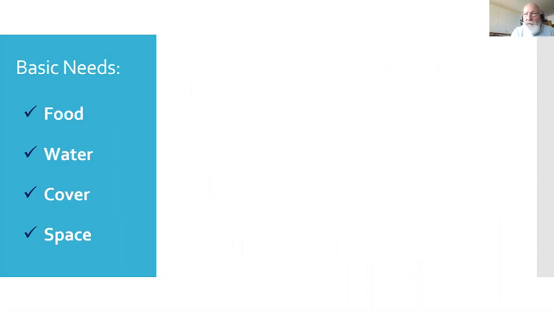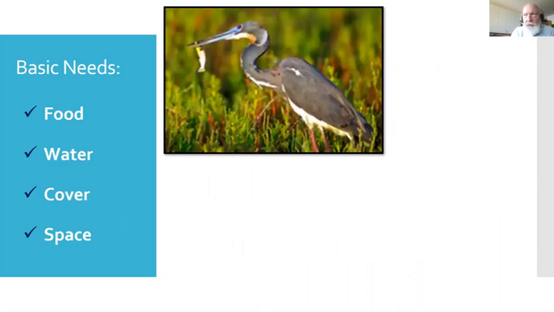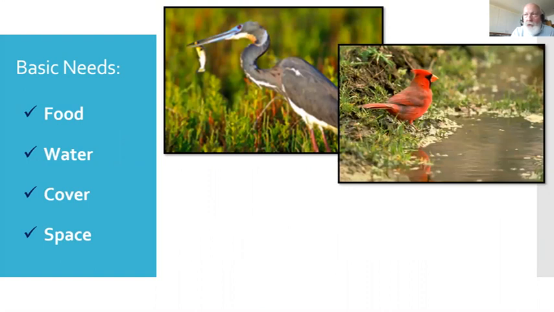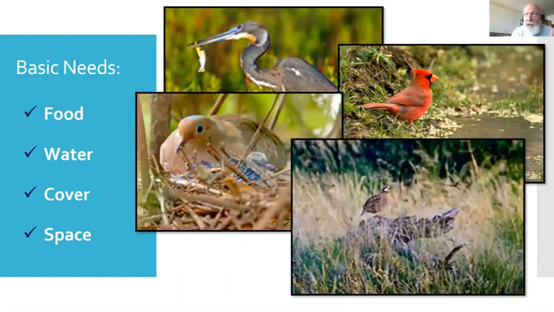So back to the key point, 4 basic needs: food, water, cover, and space. I'll emphasize that no matter how large or small your acreage or your garden and landscape is, even if you've got a terrace balcony in a condo, you can take advantage of these 4 basic needs to do something positive for the birds in your life.